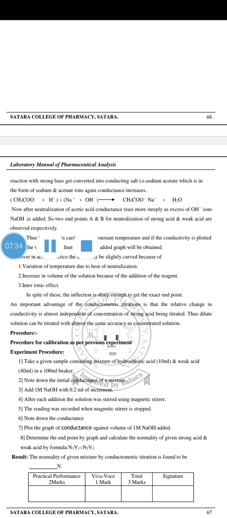Determine the endpoint from the graph and calculate the normality of the given strong acid and weak acid by the formula N1V1 = N2V2. This formula is used for the calculation of normality of the given strong acid and weak acid. The normality of this given mixture by conductometric titration is noted down. After calculation, this value is put into the result.